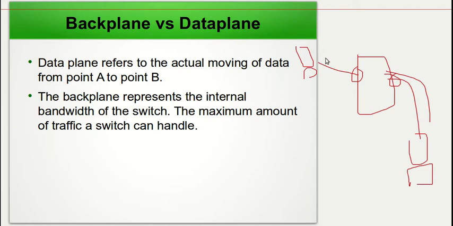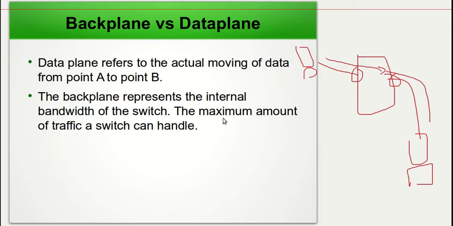This interface can, so the way it works is this port can move data faster, but the problem is, even though we're moving data faster to this port over here, we're still limited by the speed of this port, in that we're limited by how fast data can be sent over this port to this device. So the data plane refers to the moving of data from point A to point B.